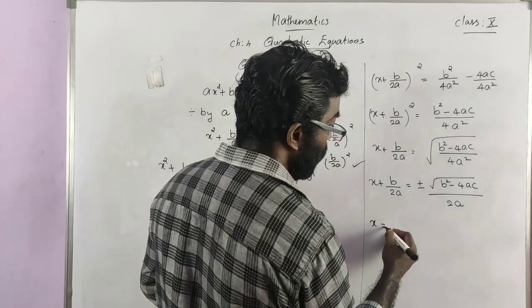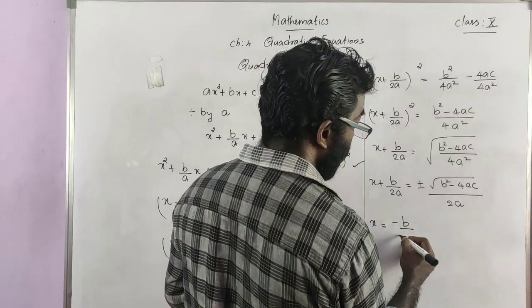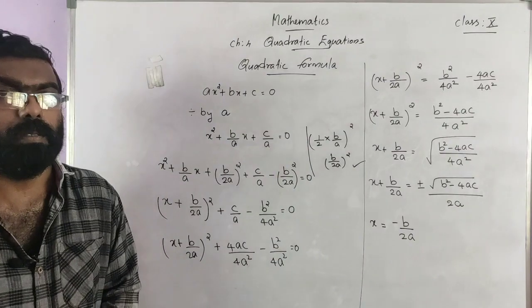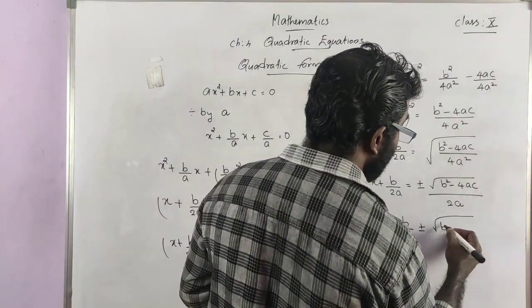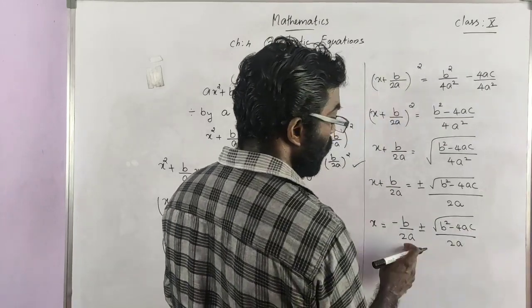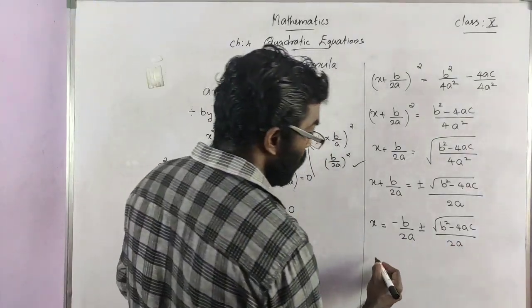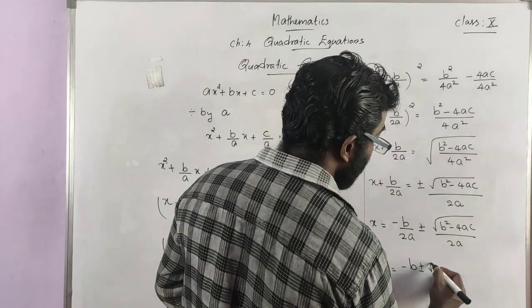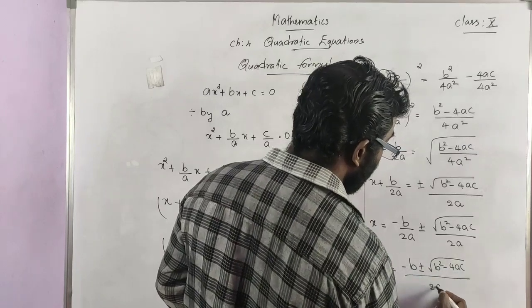That is x is equal to, this term we can take to the right side, minus b by 2a plus or minus square root of b square minus 4ac divided by 2a. Now look at the denominators of these two fractions, both are the same, 2a, so we can combine. Therefore x is equal to minus b plus or minus root of b square minus 4ac whole divided by 2a.